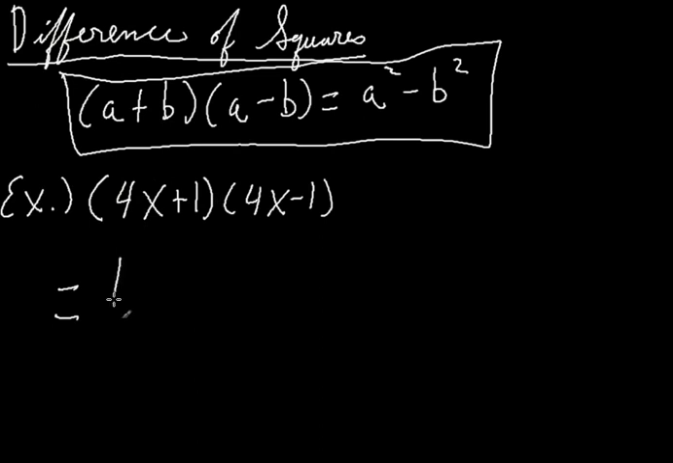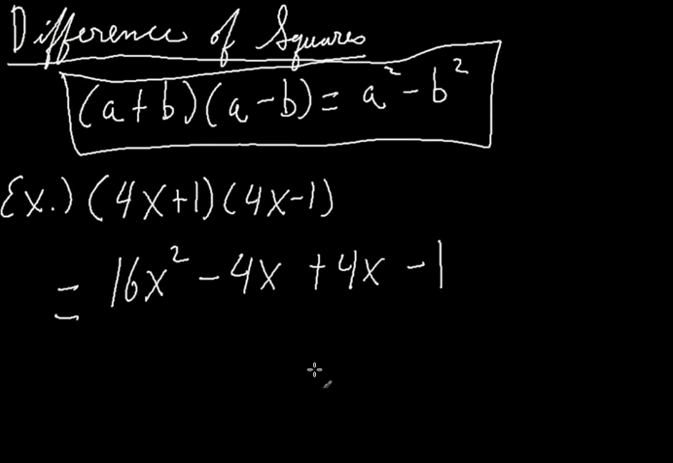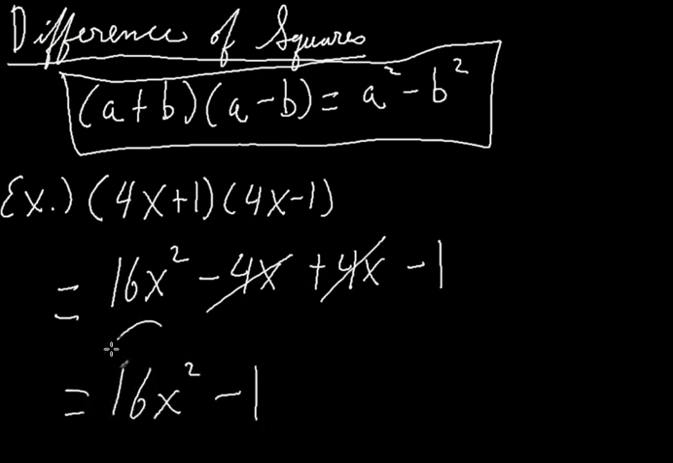4x times 4x is 16x squared. 4x times negative 1, negative 4x. 1 times 4x, 1 times negative 1. Okay. Well, look at this. The cross terms are equal and opposite. So when I add these together, I get 0. So I get 16x squared minus 1. Cross terms disappeared, and that's because they're conjugates of each other, all right?